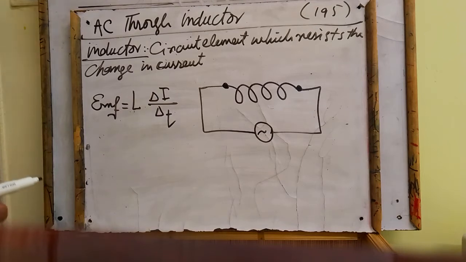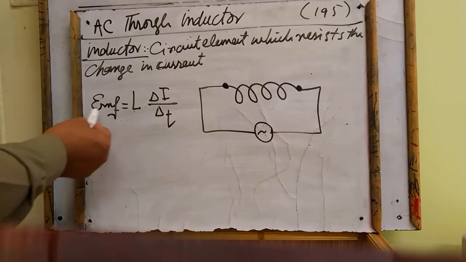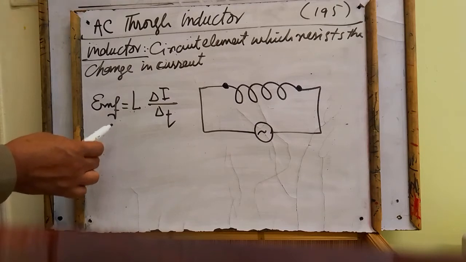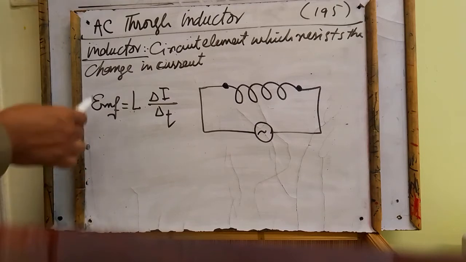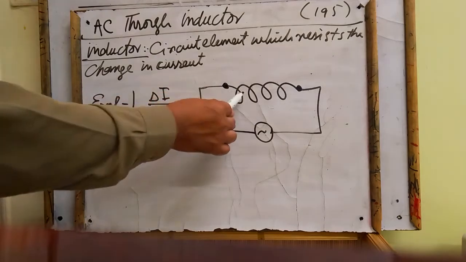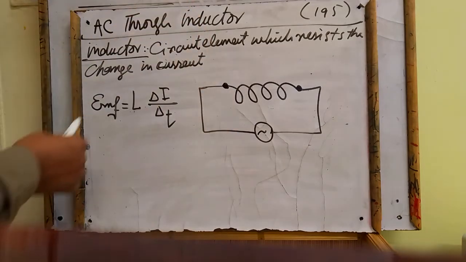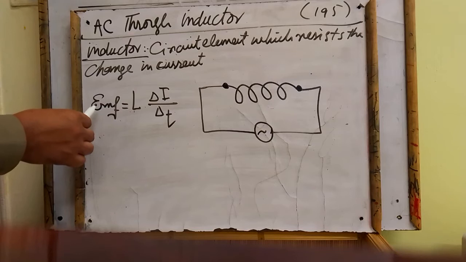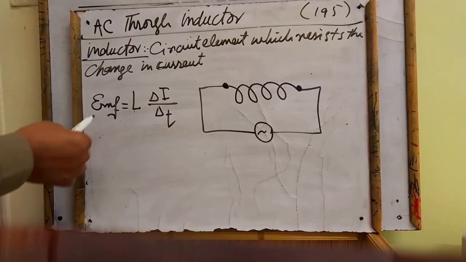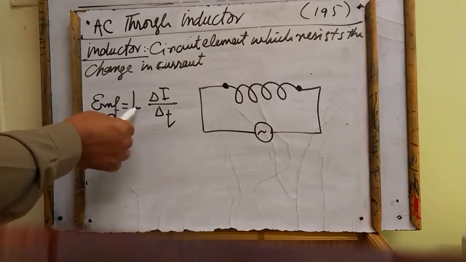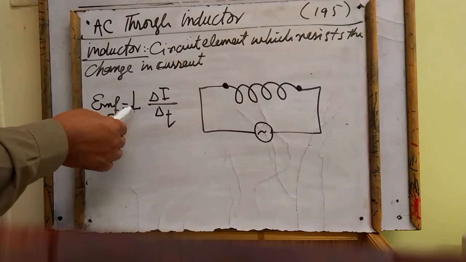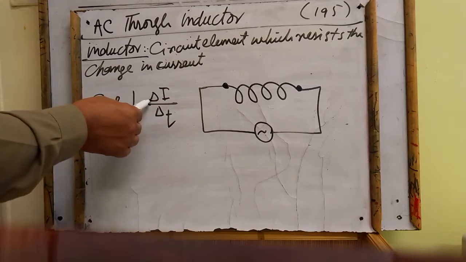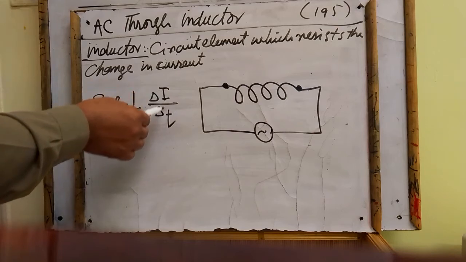As we already have discussed this equation, which is a result of Faraday's law of electromagnetic induction for self-induction. So EMF is equal to L delta I divided by delta T. EMF is a concept of voltage, L is a constant, self-inductance, delta used for change, I for current, and T for time.